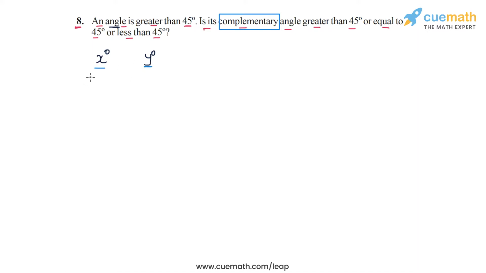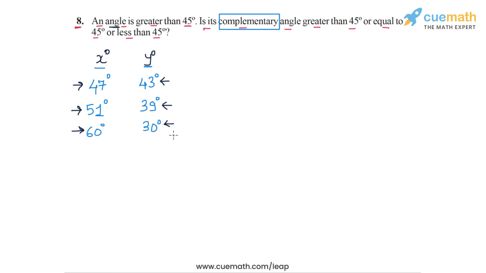Let's say that the original angle, which is greater than 45 degrees, is 47 degrees. In this case, the complementary angle will be 90 degrees minus 47 degrees, which is equal to 43 degrees. Now, let's say the original angle is 51 degrees. In this case, the complementary angle will be 39 degrees. And let's say the original angle is 60 degrees. Then the complementary angle will be 30 degrees. So in each of these cases, because the original angle is greater than 45, we can see that the complementary angle is less than 45.